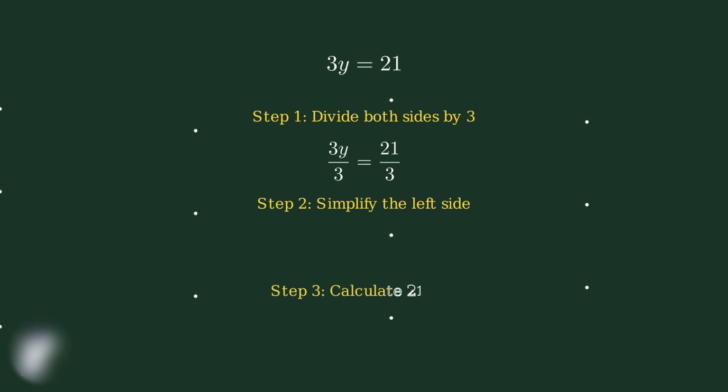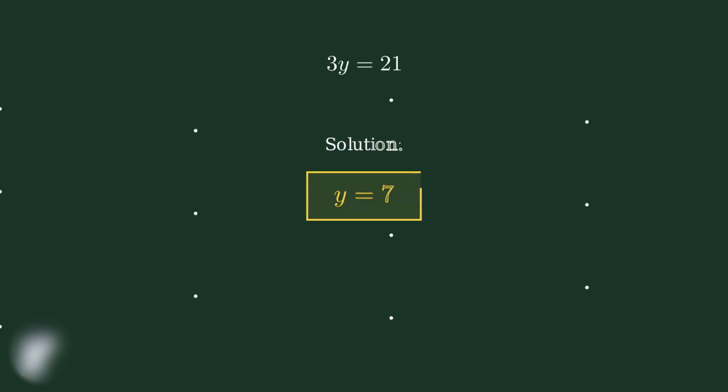Step 3. Now we calculate the right side. 21 divided by 3 equals 7. We can verify this by thinking, what number times 3 gives us 21? The answer is 7. Our final answer is y equals 7.